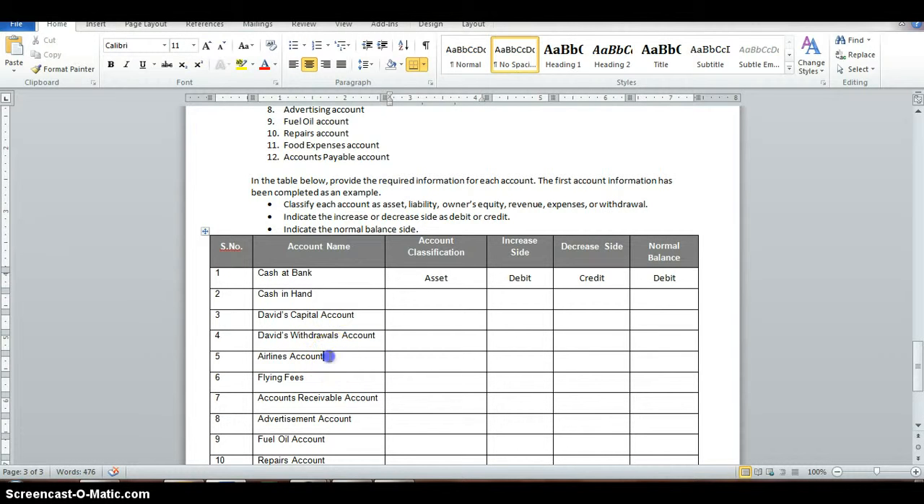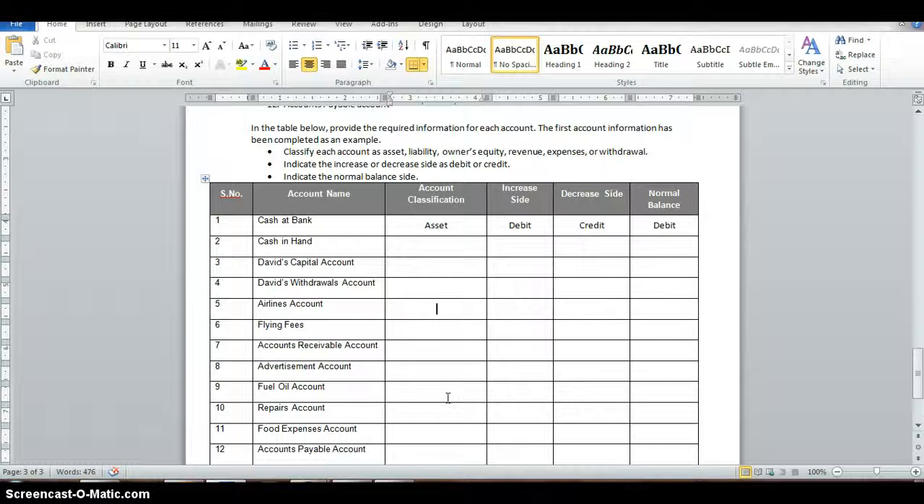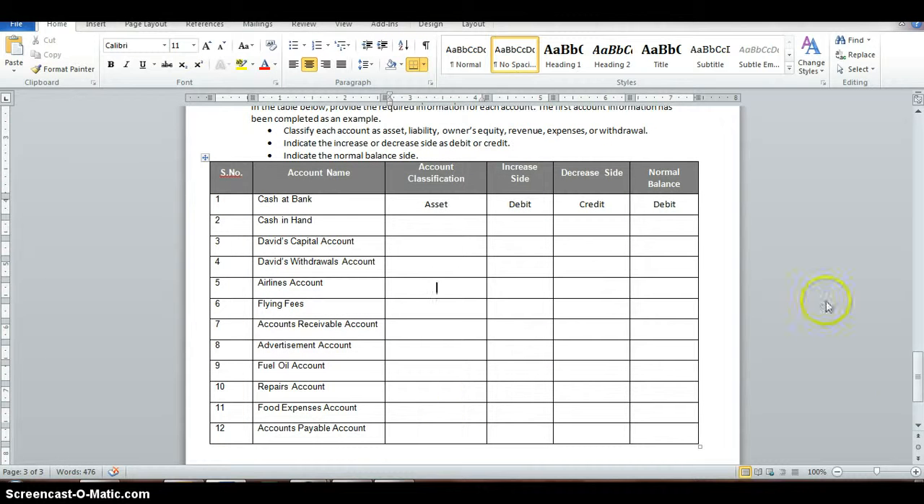And then also with the airline account, I know this kind of account name can be confusing, but this is just another account of what these airlines own. Okay, so that should be a clue. It's the account that value that they own. So what type of account does that make it? Okay, and that's how you do assignment 3.